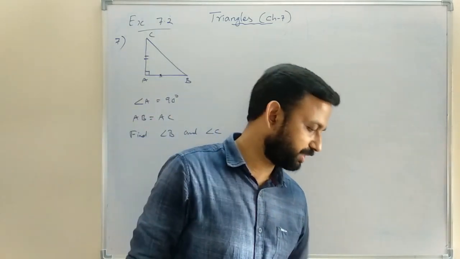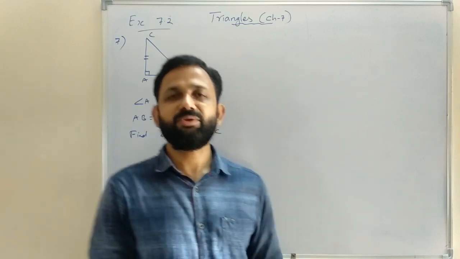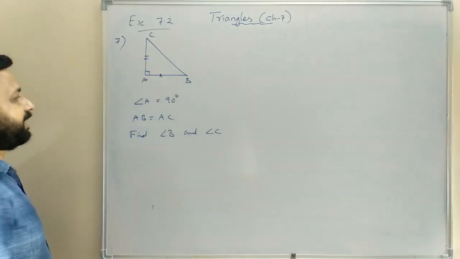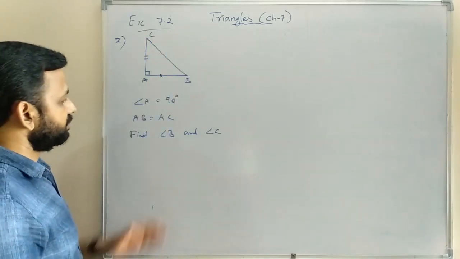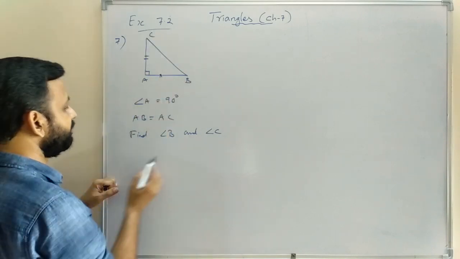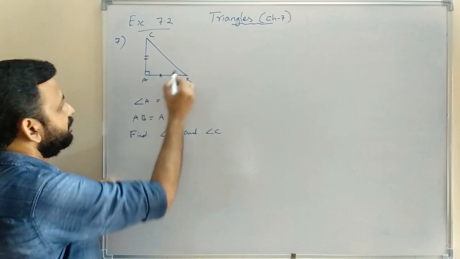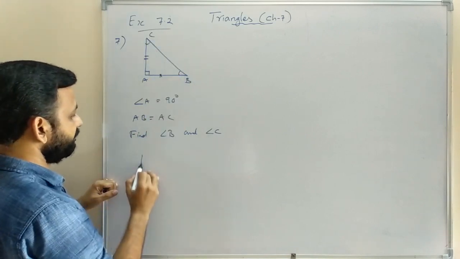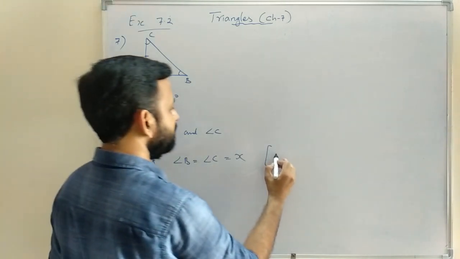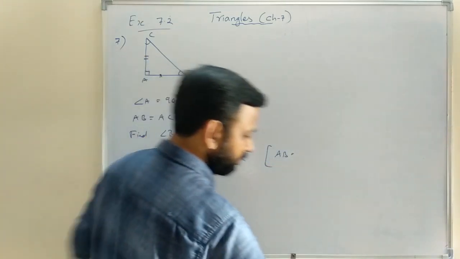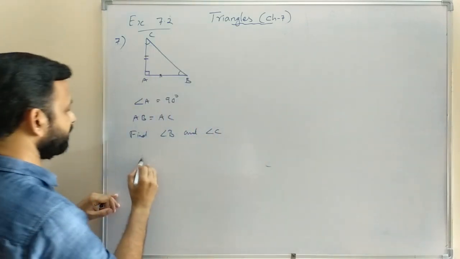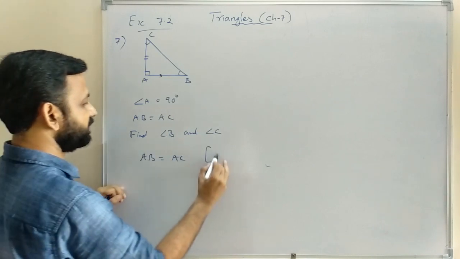This is not a prove that question, so no need to write given, to prove, etc. So here angle A is 90 degree. AB and AC are equal, so we have to find the angle B and angle C. If AB and AC are equal, then base angles are equal. So we will write, let angle B equal to angle C equal to X. Reason: AB equal to AC, that is given.